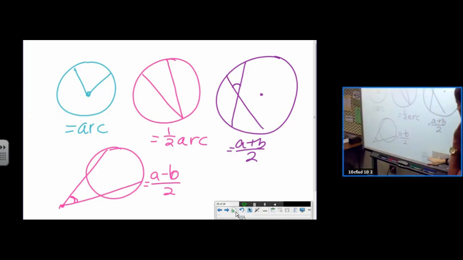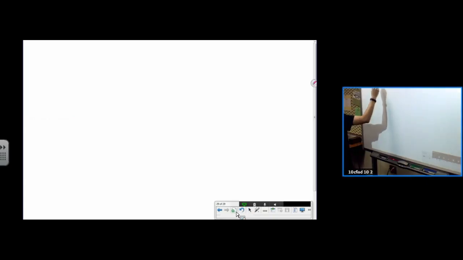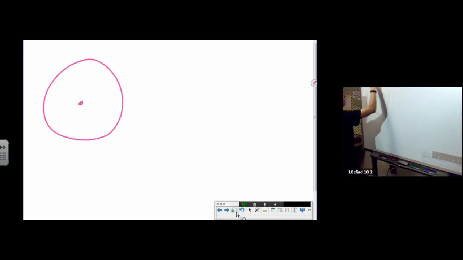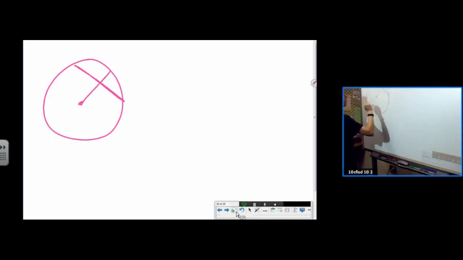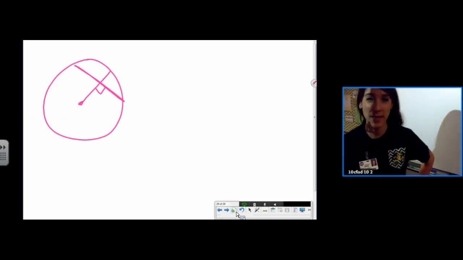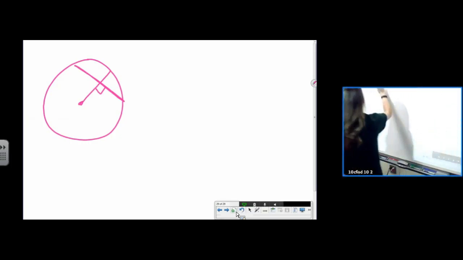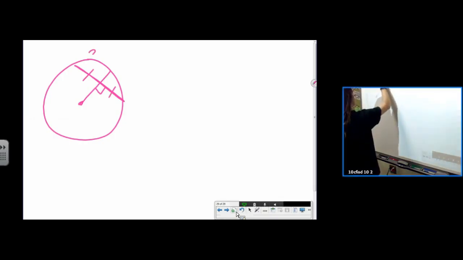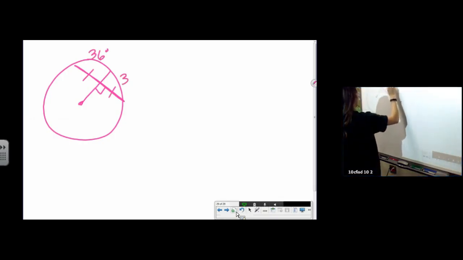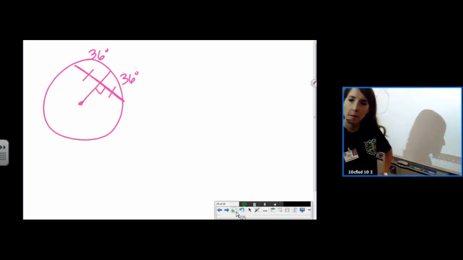Okay, a couple more concepts that we needed to know. Those chord and tangent concepts. Here's a chord concept. If a radius is perpendicular to a chord, then it bisects the chord and it bisects the arc. So that was an important one.